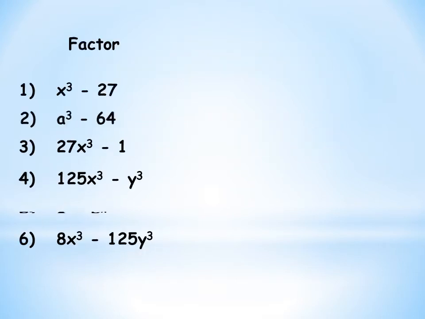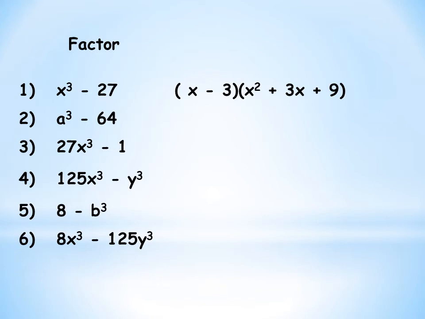So let's take a look at an example here. So the very first one, x cubed minus 27, well, I'm still going to take the cube root of the first term, which would be x, and I'm going to take the cube root of the second term, which is 3. I'm going to ignore the fact that there's a negative sign in between, because I've already taken that into consideration by using the a cubed minus b cubed pattern. So it'll be x minus 3, x squared plus 3x plus 9. Go ahead and put the video on pause and see if you can do the rest of these.